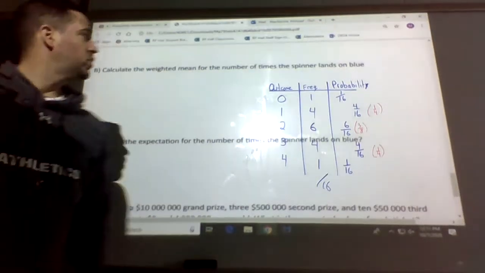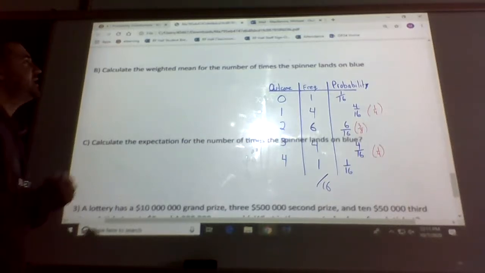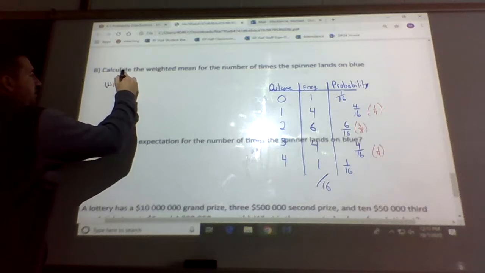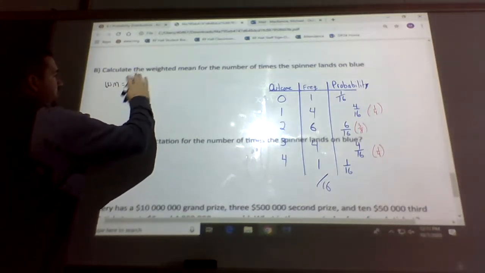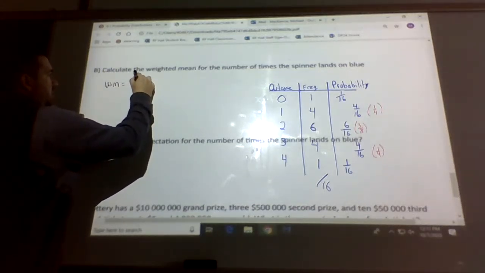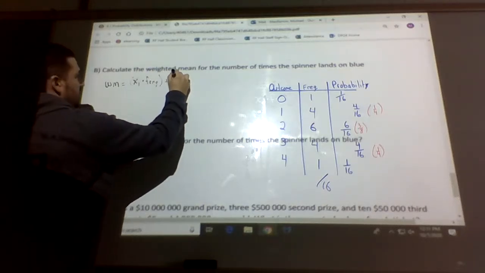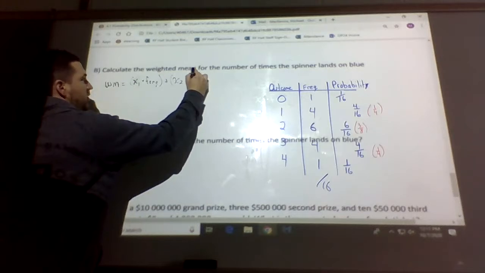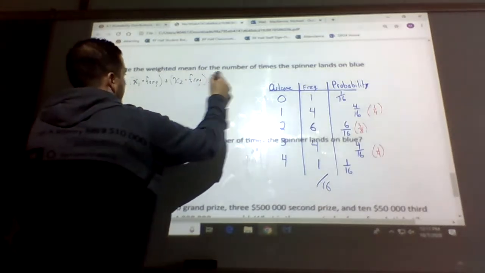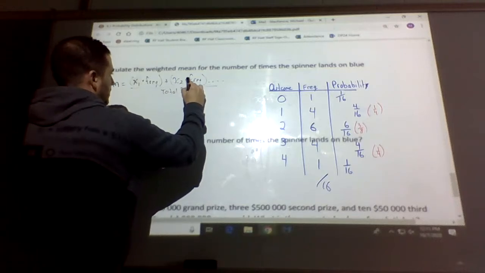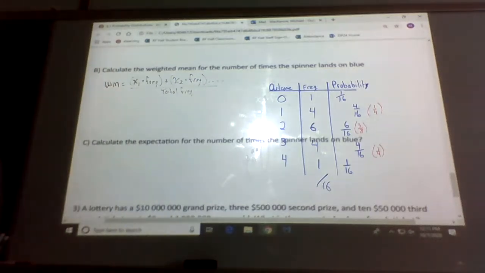Okay, so the question says calculate the weighted mean for the number of times the spinner lands in blue. So we have our weighted mean. Weighted mean, remember, it's x1 times its frequency plus x2 times its frequency, and so on, divided by the total frequency.